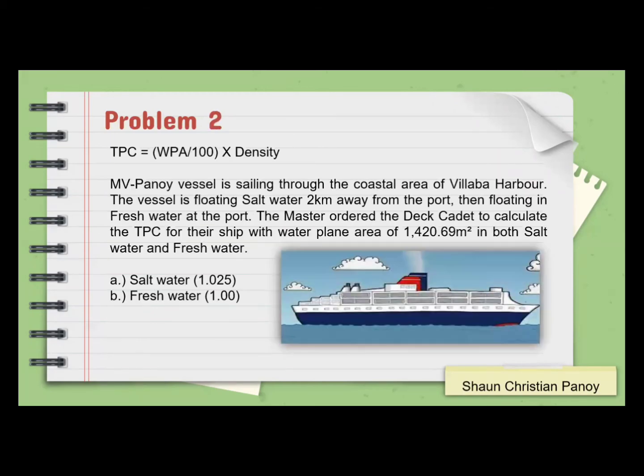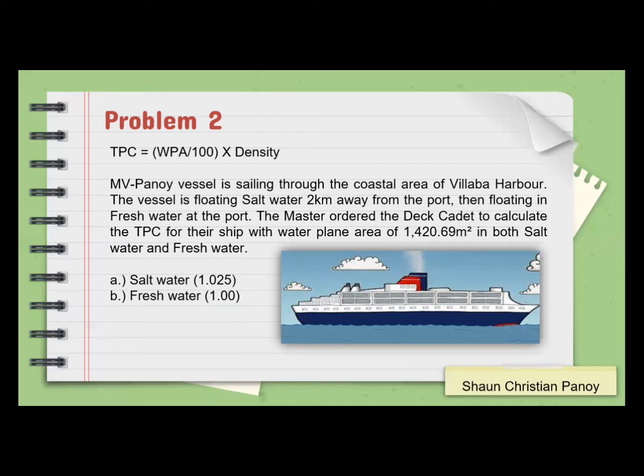Problem number 2. TPC equals water plane area divided by 100 times density. MV Panoy vessel is sailing through the coastal area of Villaba Harbor. The vessel is floating in salt water 2 kilometers away from the port, then floating in fresh water at the port. The master ordered the deck cadet to calculate the TPC for their ship with the water plane area of 1,420.69 meters squared in both salt water and fresh water.